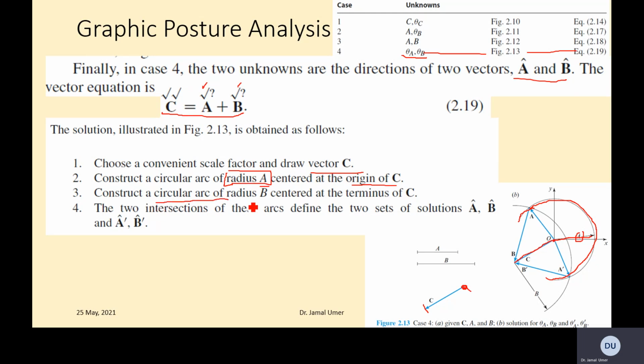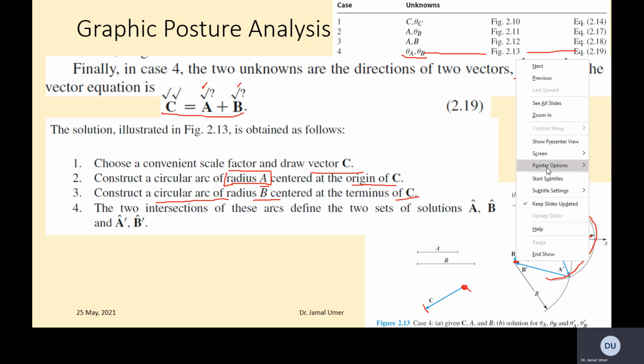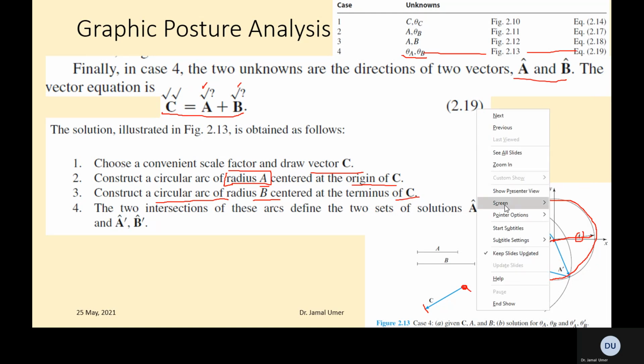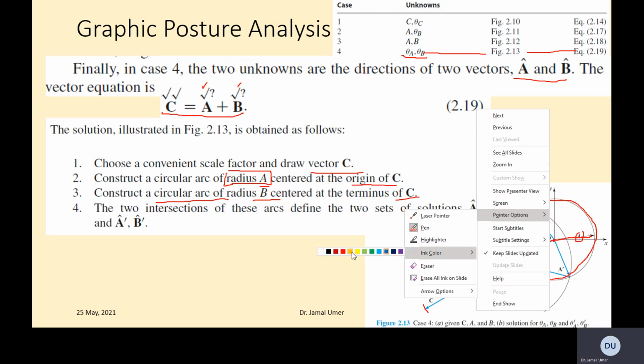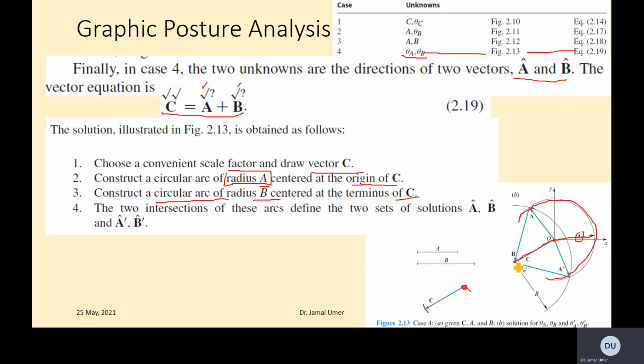Now construct a circular arc of radius B centered at the terminus of C. So now you place your compass over here, at the terminus of C, and you draw another arc because we know the magnitude of B. Now wherever both arcs intersect, the arc for A and the arc for B, they are intersecting at two different locations as expected. So that's the intersection point.